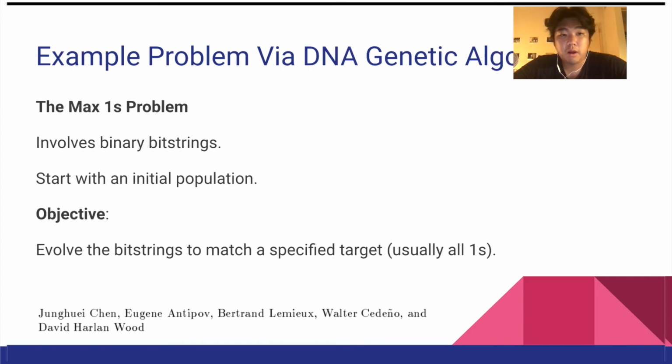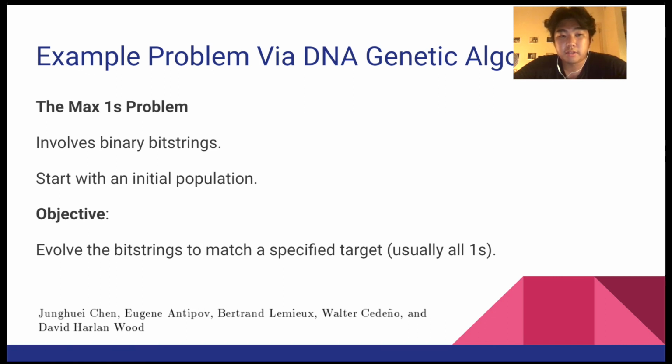So the example problem that we're going to talk about that is used in DNA genetic algorithms is the max ones problem. It starts with a binary bit string, so it's basically a string of zeros and ones, and then an initial population of these. The target and the solution is to evolve these strings to match a specified target. So it's another bit string, and it's usually just all ones.